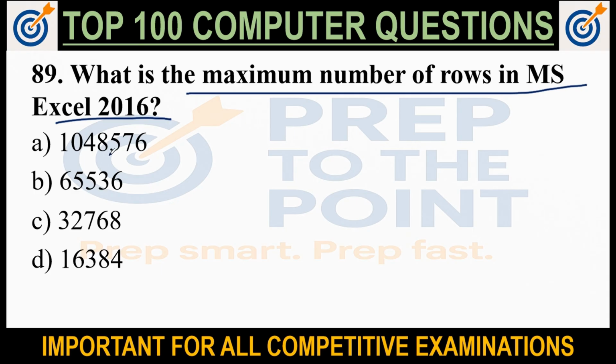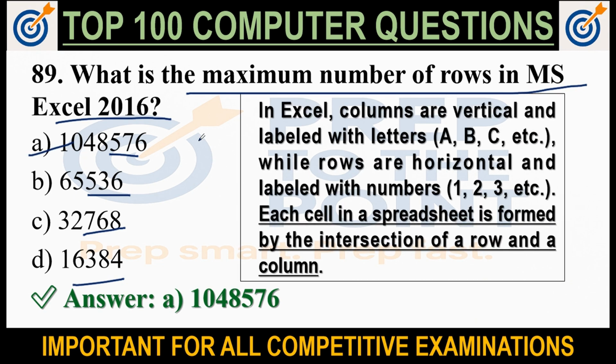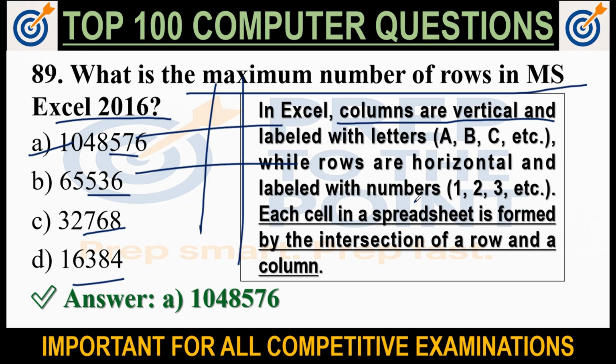What is the maximum number of rows in MS Excel 2016? 1048576, 65536, 32768, 16384. The right answer is option A, 1048576. Here for your further information, in Excel columns are vertical, labeled with letter A, B, C, etc., while rows are horizontal, and labeled with number 1, 2, 3, etc. Each cell in a spreadsheet is formed by the intersection of row and column.